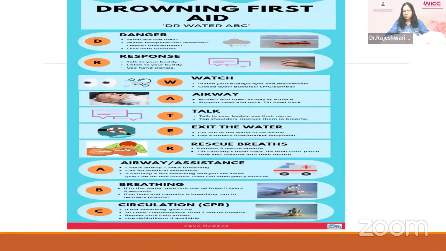Now coming to drowning. Drowning ke liye kya first aid hai? Now drowning mnemonic is there for first aid. DR, okay, DR, water, ABC. DR yani identifying the danger. R is the response. Okay, response from the victim. D is for danger. R is eliciting the response from the victim. Watching that victim. Then the airway, talking to the person, and exiting from the water and giving the rescue breaths.